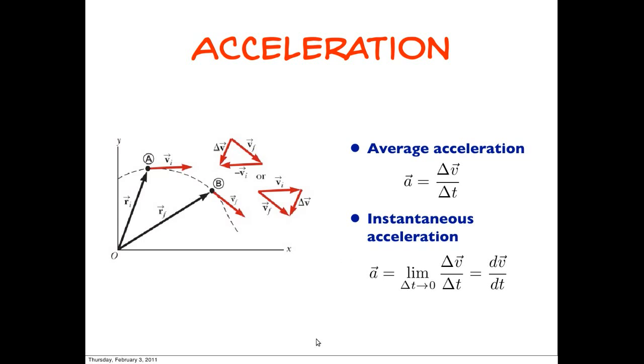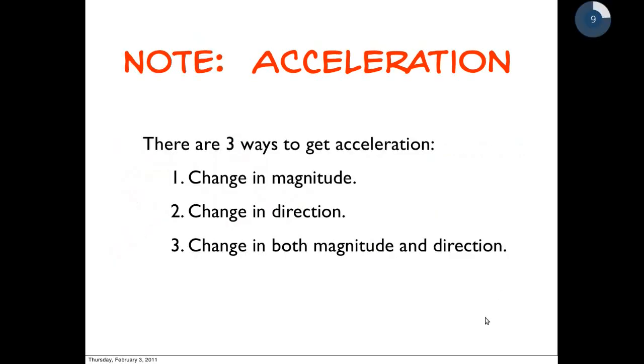We can also find an instantaneous acceleration, and again, to do this we use the same trick. We take the limit as delta t goes to 0 of delta v over delta t, and this gives us the derivative of the velocity with respect to time. I want you to note that there are three ways we can get an acceleration. We can change the magnitude of the acceleration, we can change the direction of the acceleration, or we can change both the magnitude and the direction.